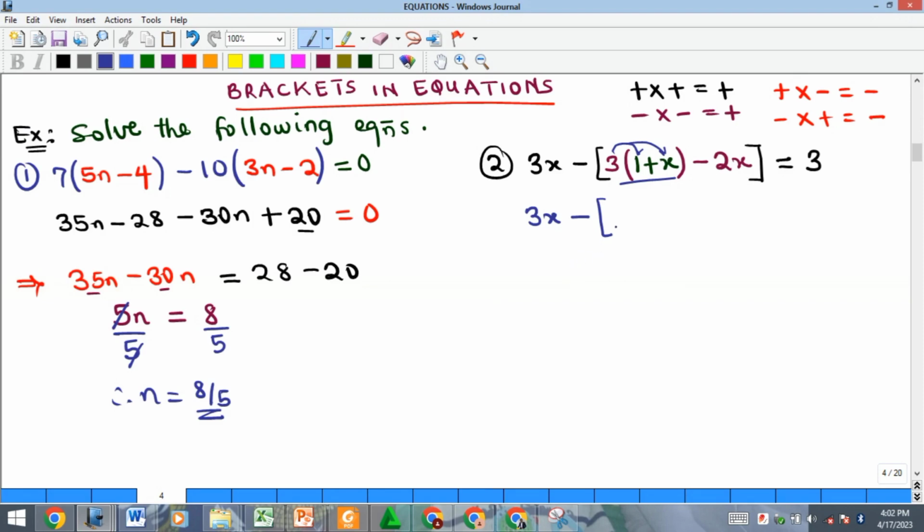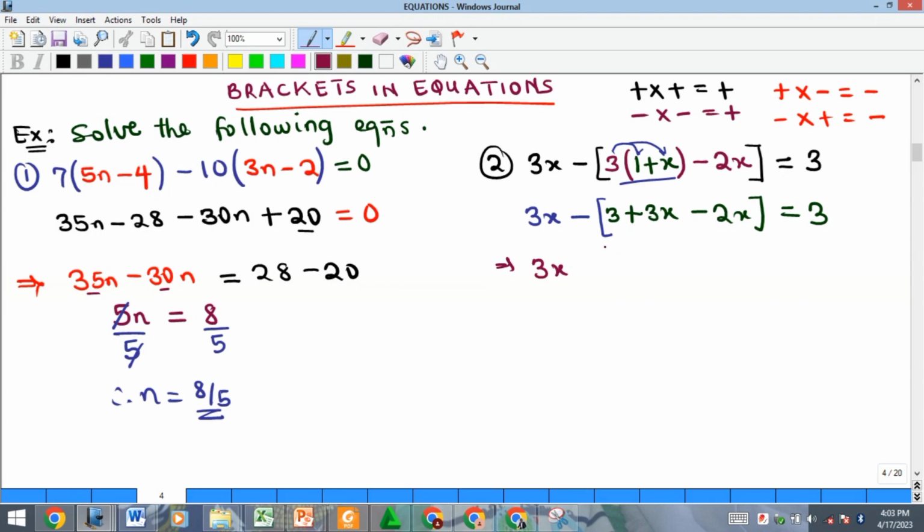And so when that happens, you're going to have 3 multiplying 1 will be 3, and 3 multiplying x will be 3x. So you bring down that. And finally, you also bring down here, which is minus 2x. So you see, we now have only one bracket and everything is equal to 3. Okay, so from here now, we are going to have that this is the same thing as 3x.